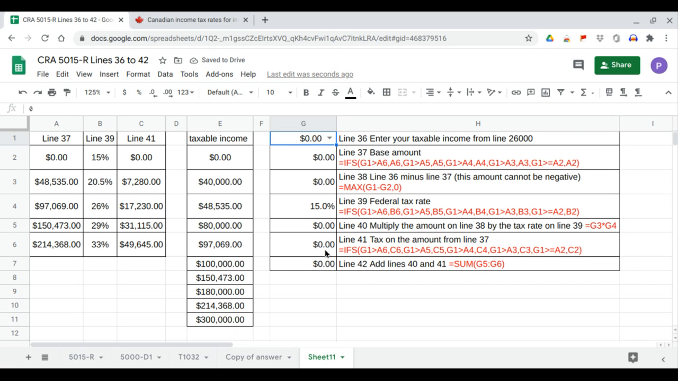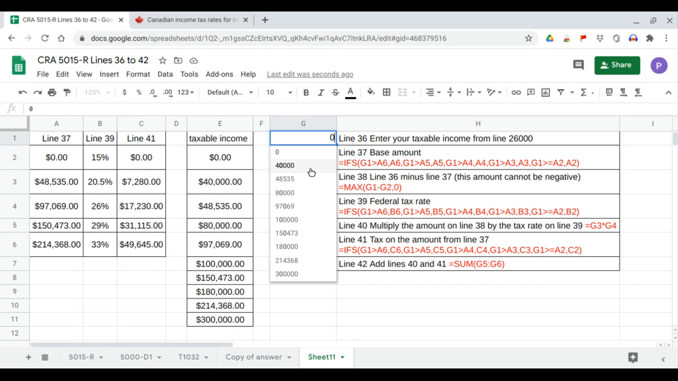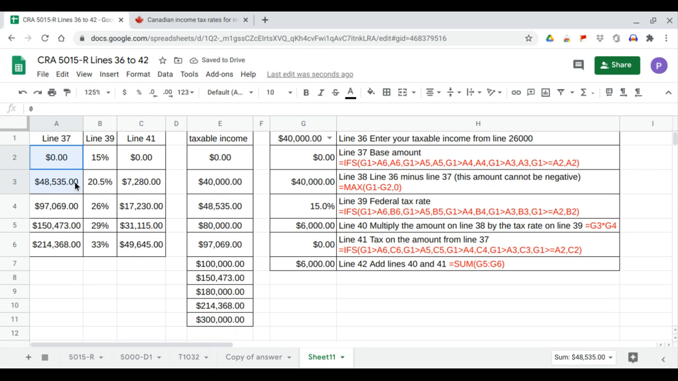So these are our results. If the income is 40,000, which is between this range, so line 39 is 15%, line 38 is 0, that's our line 37, 0, and subtract will be 40,000, and line 39 will be 15%, and line 40 will be the product of 40,000 times 15%, and line 41 will be 0 because the income is between 0 and 48,535.